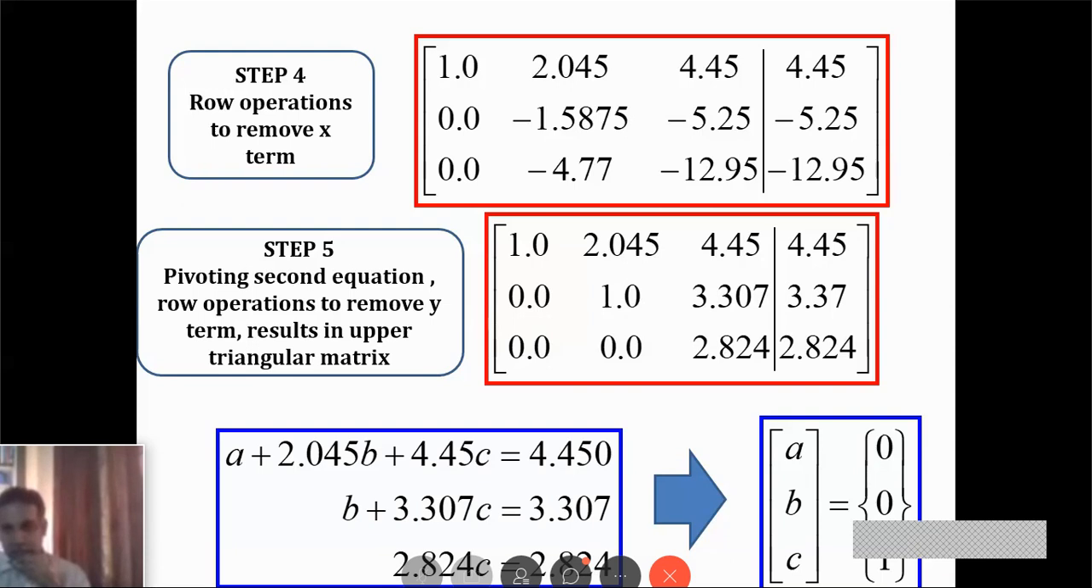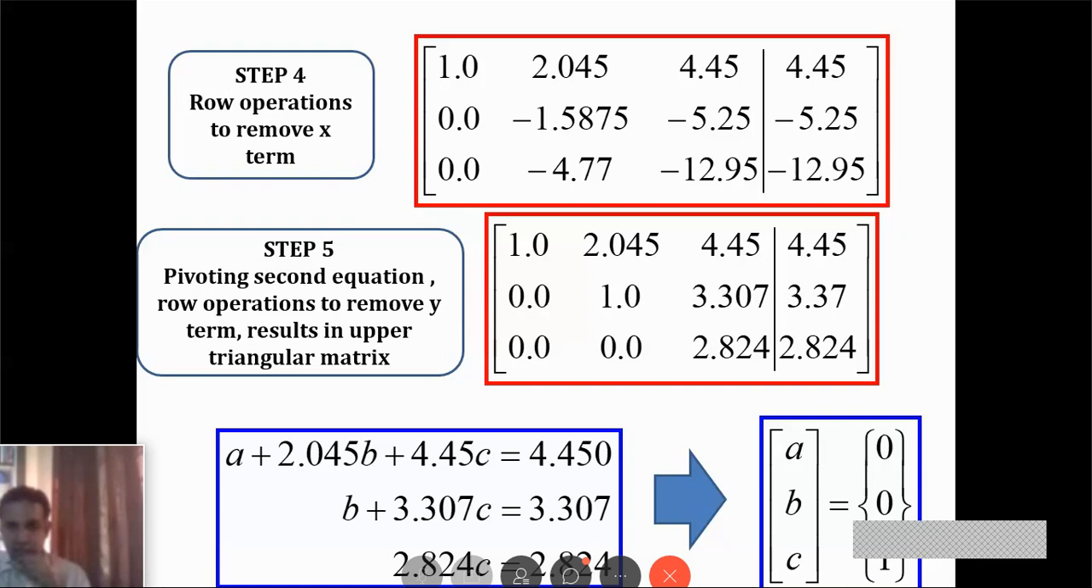Now I'm just combining these equations. What does this mean? This means 2.82 into C equals this 1 B plus 3.0707 into C means this A plus, that's 1 into A plus 2.045 multiplied by B plus 4.45 multiplied by C equals 4.45. This is how you get the equations out of this matrix operation.